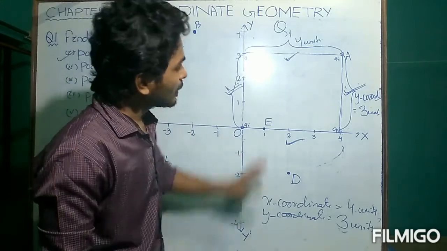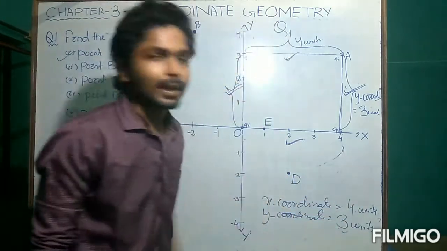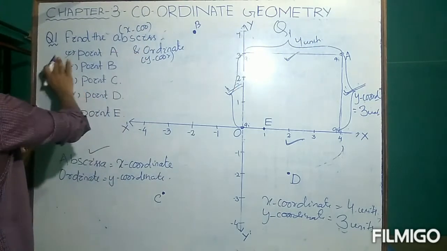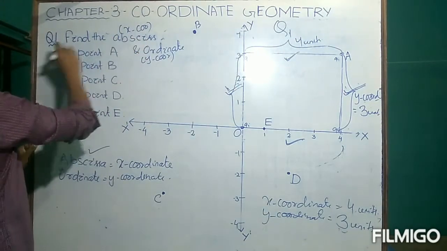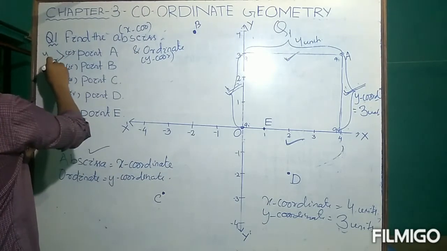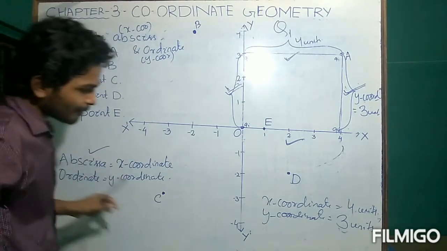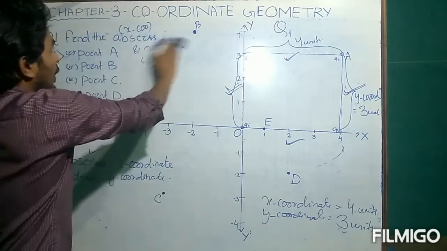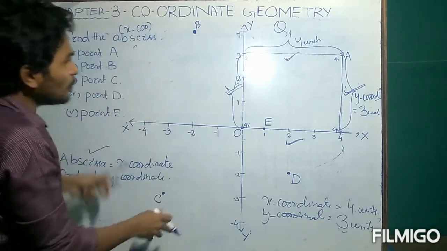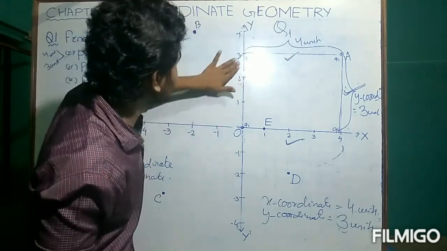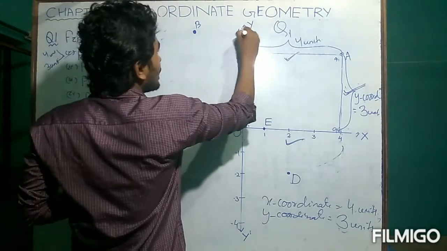So the x coordinate is 4 and the y coordinate is 3. Then you can say for point A, the abscissa is 4 and the ordinate is 3 units. Clear? Now coming to the second point, point B. For this you have to follow the same procedure.